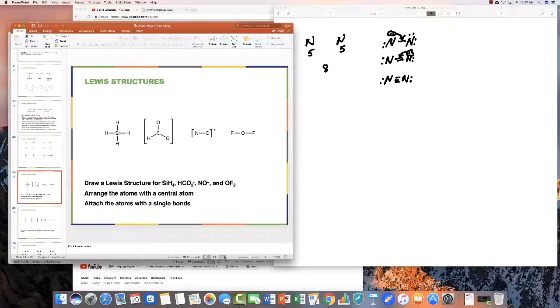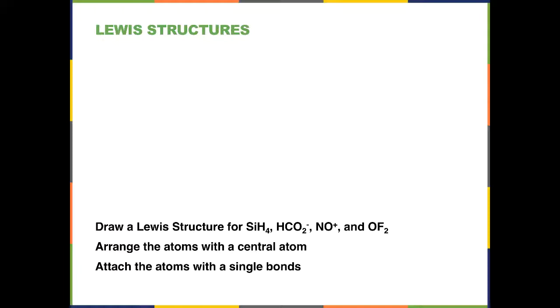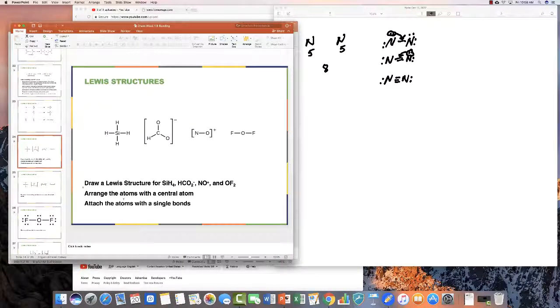So let's look at some other examples. We're going to draw the Lewis structures for these four compounds. So you start out looking like this. You have these 4 compounds, and it will start out looking like this, but I'm going to do it on the drawer here so I can show you everything that we're doing. So you start out, you arrange the atoms around a single central atom. In this case, and in this case, you can do that, but in this one, you really can't.